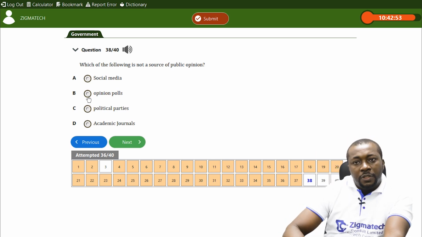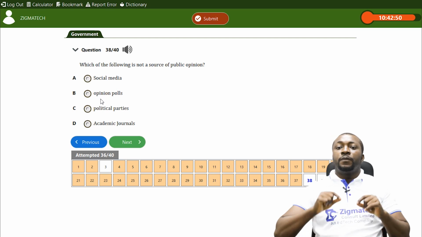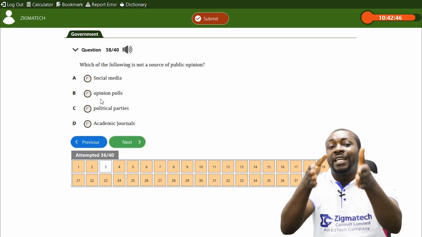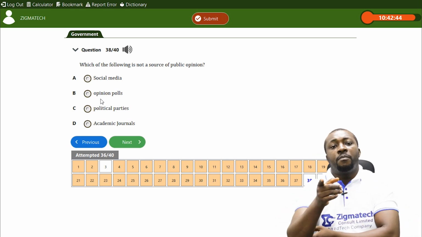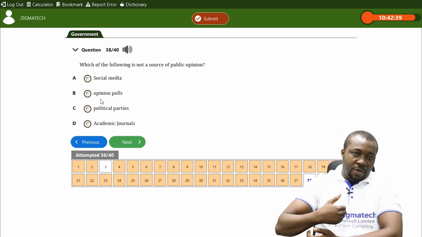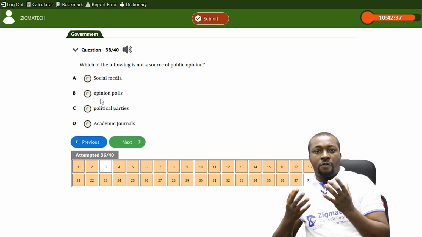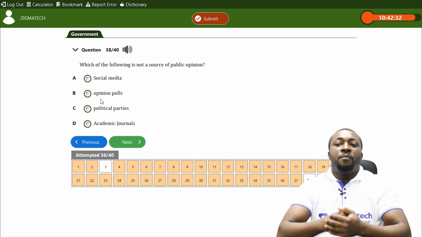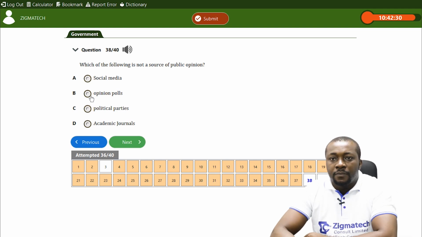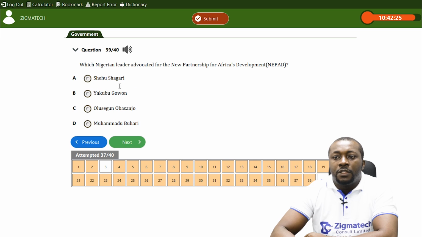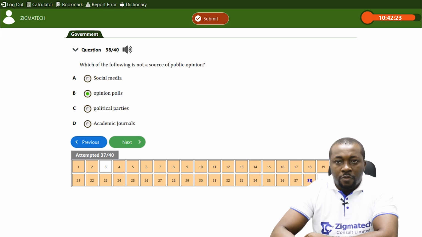Is it opinion polls? It's tempting. Opinion polls, we discuss under measurement of public opinion, how to determine public opinion. Opinion polls is one of the tools that we use to ascertain public opinion. So it's not a source of public opinion. Rather, it is used to determine what the opinion of the public is. So question 38, B is the answer, opinion polls.